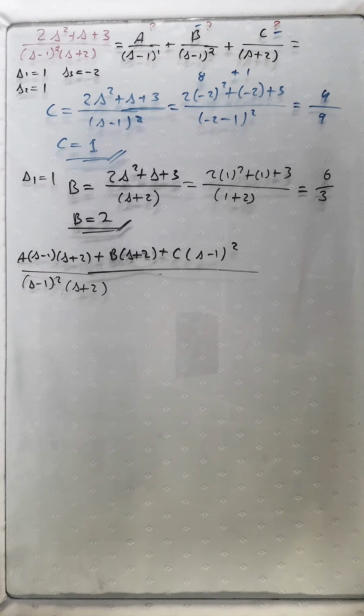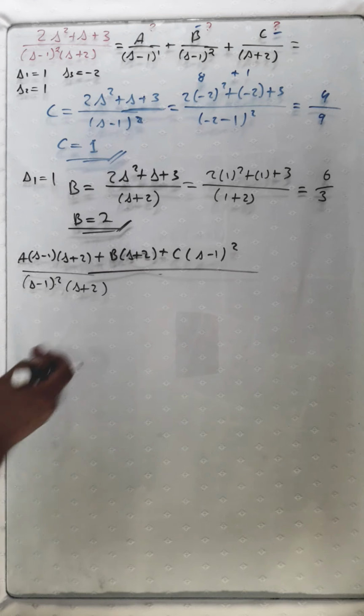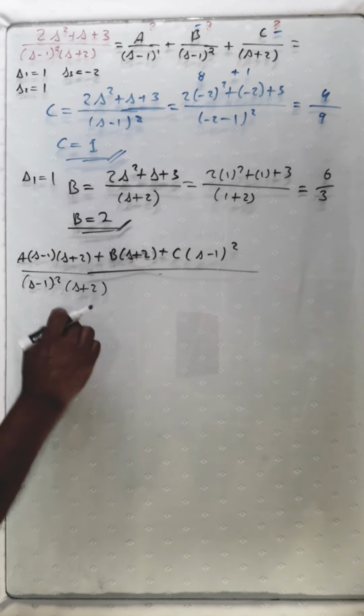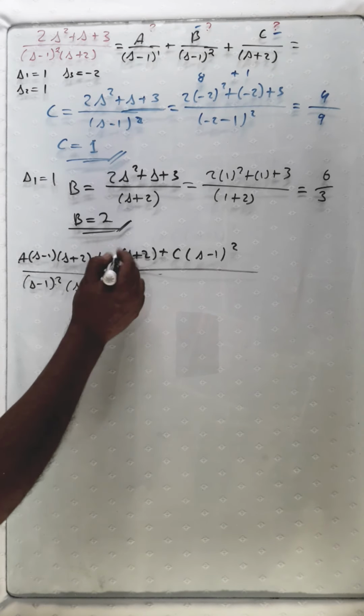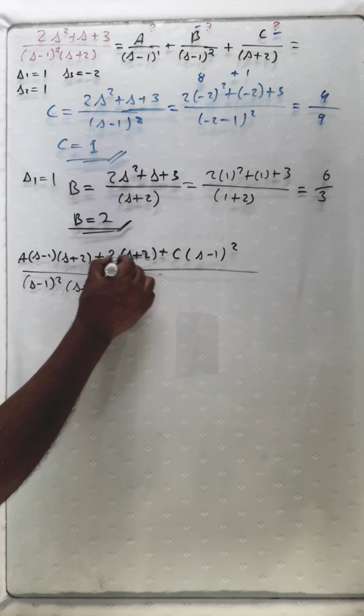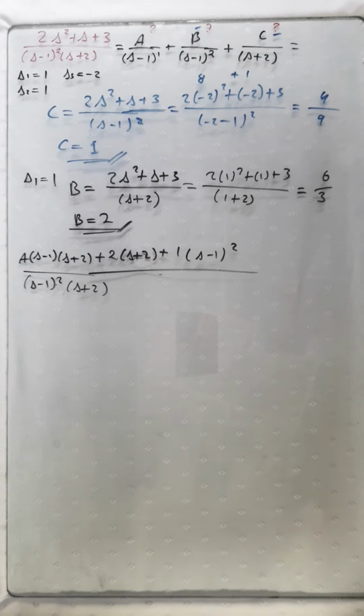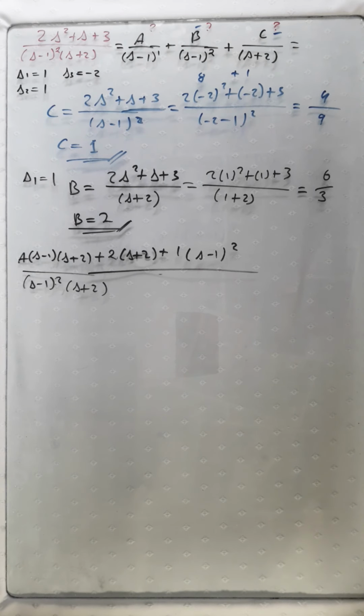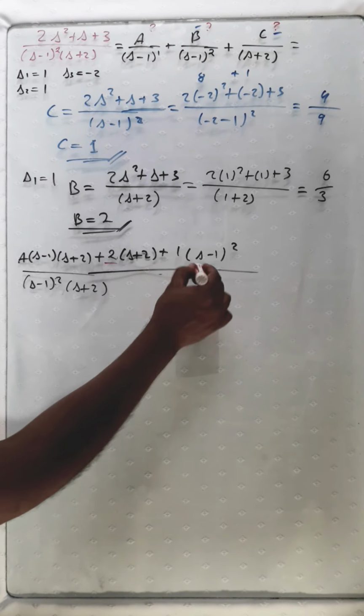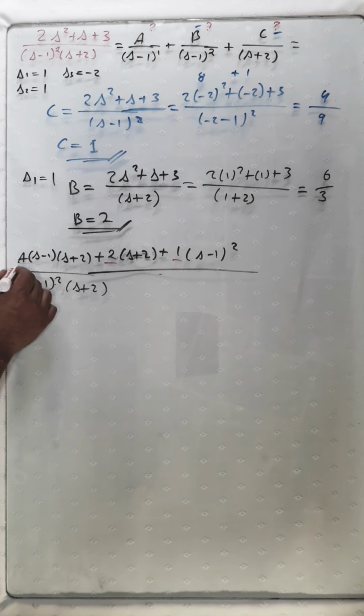Now, because you already know the values of B and C, let's make the replacement. The value of B happens to be 2 and the value of C happens to be 1. Because you already know these two values from the previous examples, the only thing that you need to calculate is the value of A.